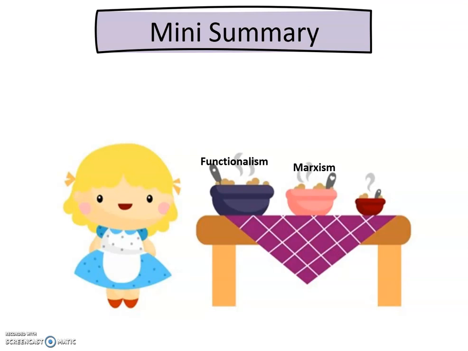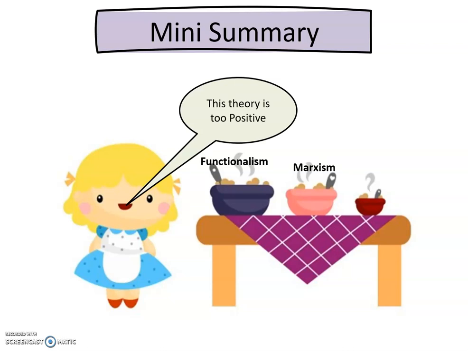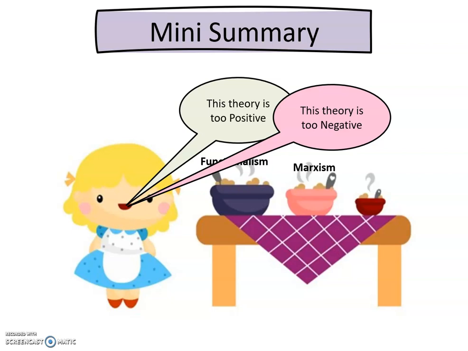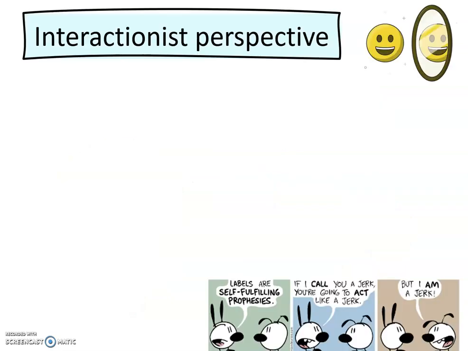So the way I like to think about it, think Goldilocks. Your functionalism, this theory is too positive. They generally only see the good sides of things. You've got your Marxism, which is, well, this theory is too negative. They're generally looking at that. So we're really looking for a new theory. What other theory could we use? Interactionists. Interactionists we'll do in this topic, and we will look at them particularly when we do crime, they're a good theory to know. Sounds really complicated. All they're really talking about is labelling theory.